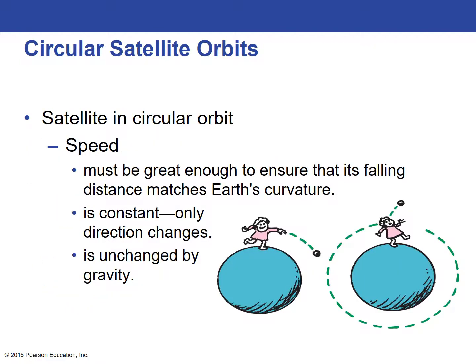calculations. So let's go back to our girl throwing her projectile, and the speed of the launch has to be fast enough to match the curvature of the Earth. The speed is constant, but the velocity is not because the direction is changing.